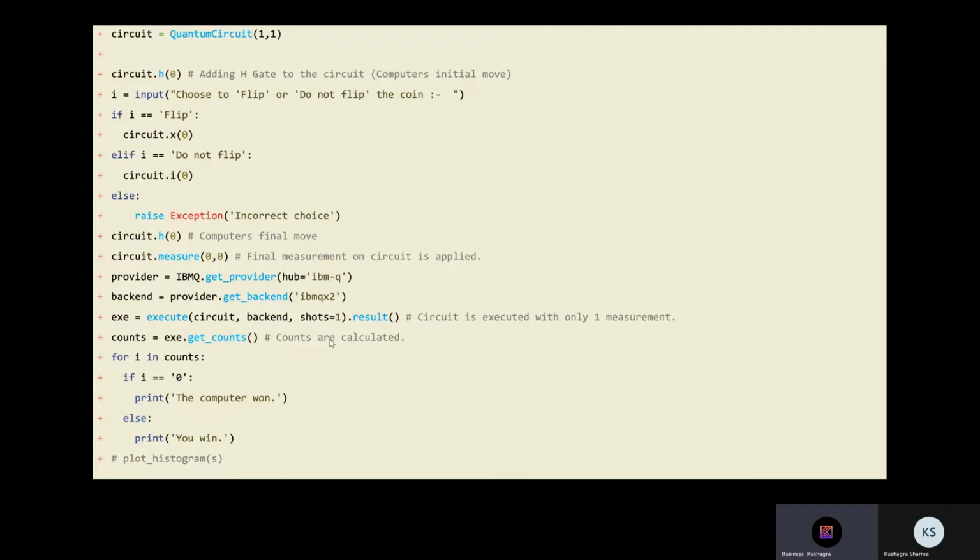Since the computer will win 100% of the times, even if the shots are more than one, the computer will win 100% of the times. We get the counts and check whether the count for 0, the 0th value of counts, is present. If so, we print that the computer has won, and otherwise we print that the player has won. At the end, we can again plot the histogram if we want. This line has been commented out.